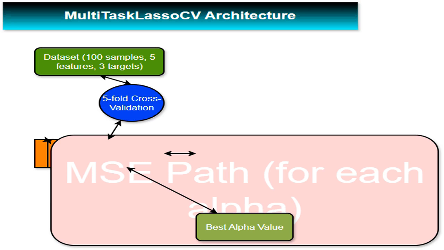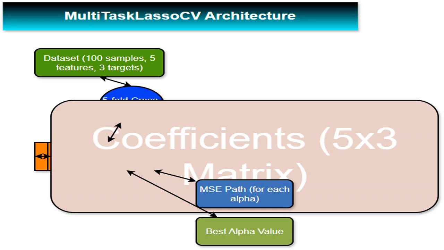During cross-validation, I'll track the mean squared error, MSE, the average squared difference between predicted and actual target values, for each alpha value during cross-validation. This path of MSE values helps determine the optimal alpha.